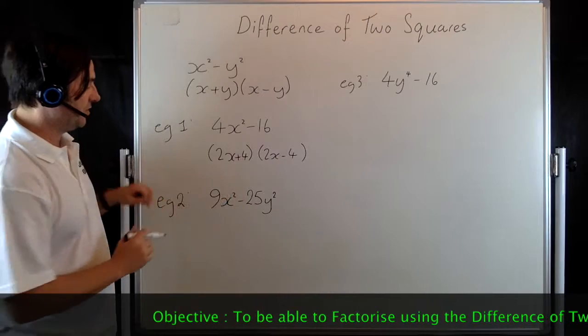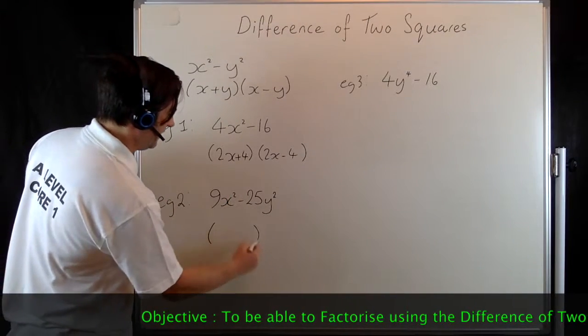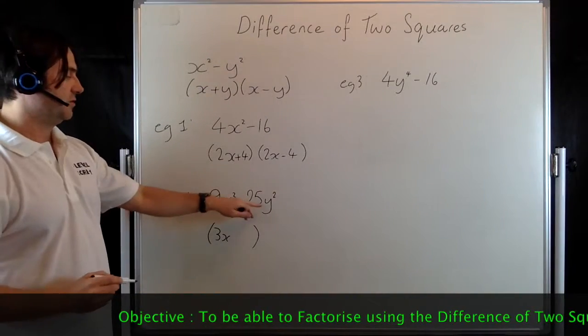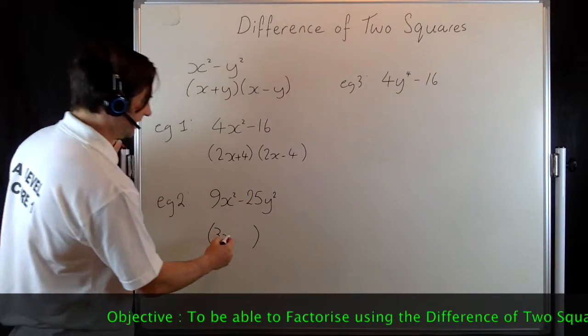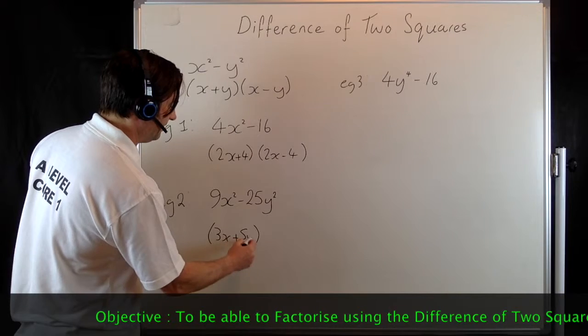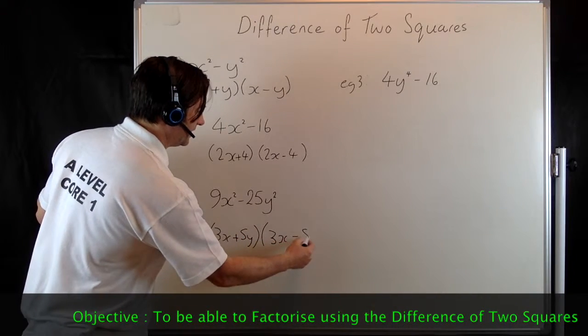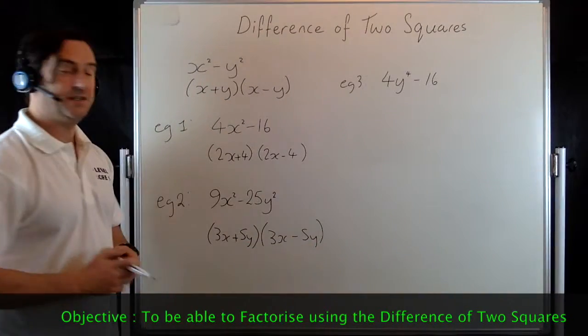The second one, 9x squared minus 25y squared. I can square root 9x squared, and that's going to give me 3x. I can square root the 25y squared, and that's going to give me 5y. And then I write 3x plus 5y in one bracket, and 3x minus 5y in the other one.